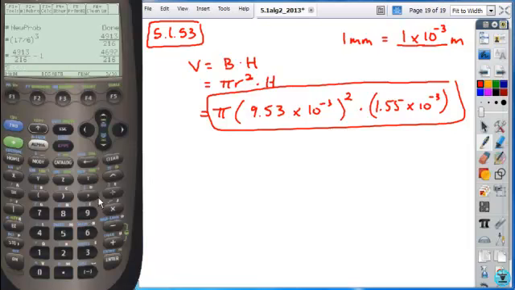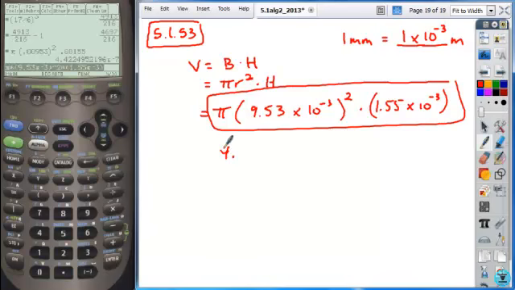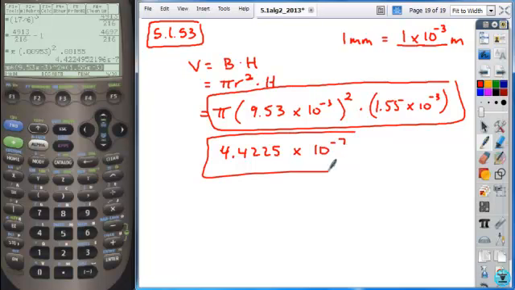So if we take pi times the quantity 9.53, again, our scientific notation button is the EE button. So E to the minus 3 gives us times 10 to the power of negative 3. We're squaring that entire quantity and then multiplying it by 1.55 E to the minus 3. I have decimals in my entry, so it'll display as a decimal, which is what I would want anyway. And so my solution winds up being 4.4225, I think I did it to 4 decimals, times 10 to the minus 7. And so that would be your answer in terms of meters.